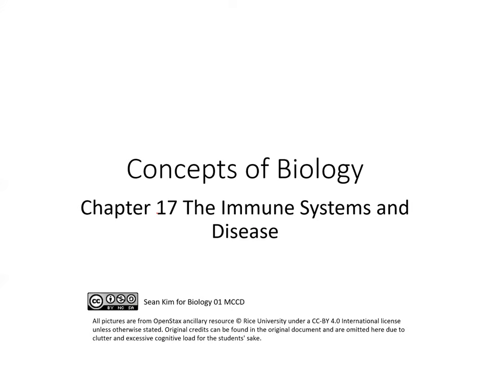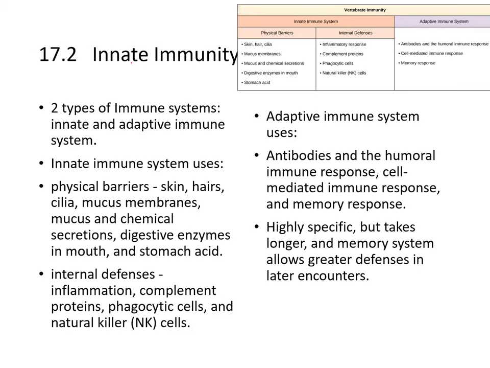Okay, let's go over chapter 17, immune system and diseases. So for the immune system, you have two types, innate and adaptive. Some summary, this table is given here: innate immune system, adaptive immune system. Innate immune systems are things like physical barriers and internal defenses that we'll go over more in detail.